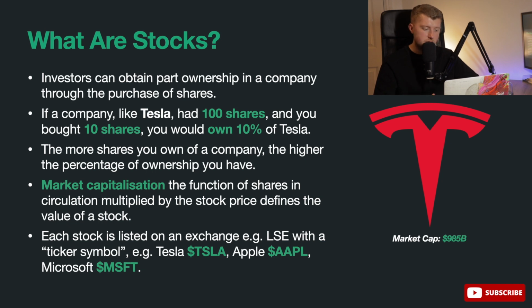Now, when we talk about the value of a business, we typically refer to it as market capitalization, which is essentially shares in circulation multiplied by the stock price, which essentially defines the value of a stock. And each stock is listed on a stock exchange, e.g. the London Stock Exchange, with a ticker symbol. Now, I've used examples for United States-based companies, so they are not actually listed on the London Stock Exchange, but you get the picture. So we've got Tesla with the ticker symbol TSLA, Apple with the ticker symbol AAPL, and Microsoft with the ticker symbol MSFT.